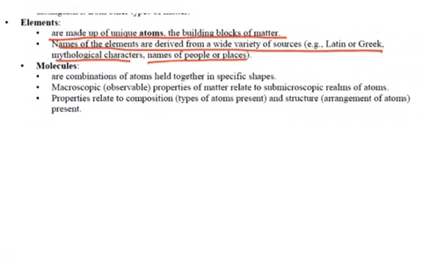Then molecules, combinations of atoms held together in specific shapes, and you understand the difference between macroscopic and submicroscopic. Macroscopic is what we observe, and we explain it by using submicroscopic. And properties relate to composition, to what's there, and structure, how they're arranged. Now, as we go through this course, we will look a lot at properties.